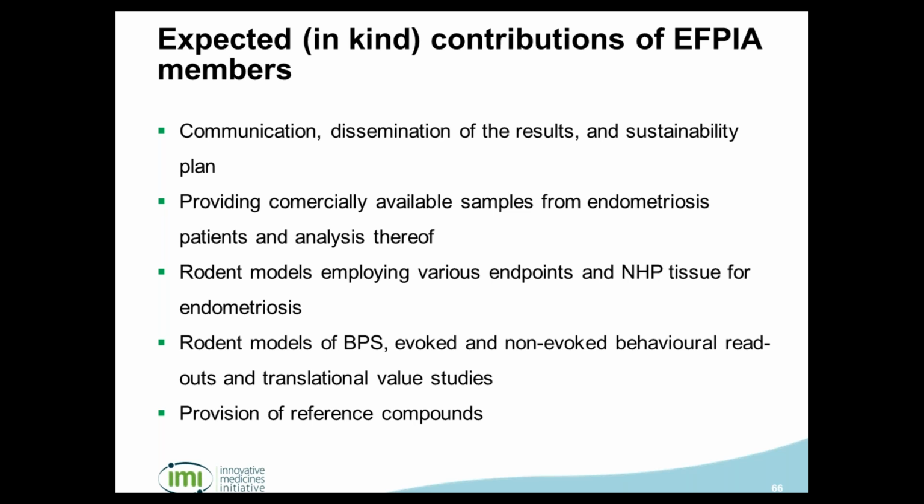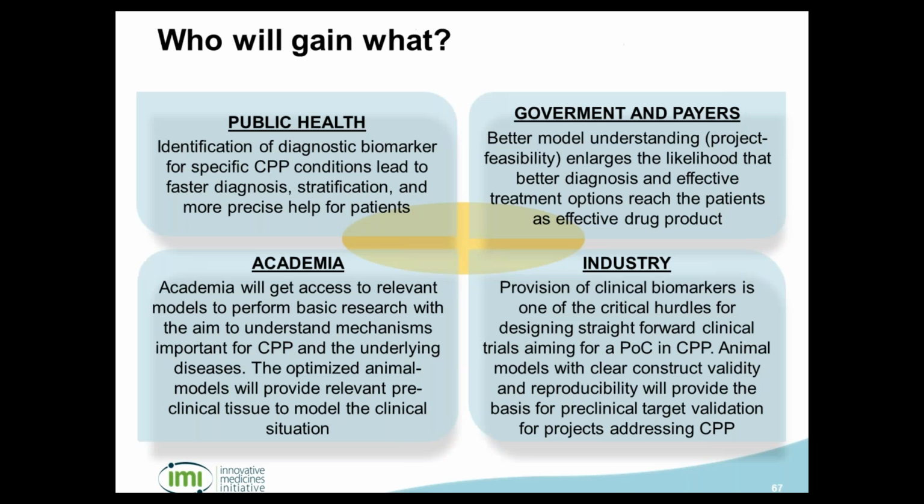From EFPIA, the in-kind contribution. Clearly, the communication and dissemination of the results. The EFPIA would provide commercially available samples from endometriosis patients and the analysis thereof. And additionally, for endometriosis, rodent models employing various endpoints. Here it would be something provided, but of course as well developed together with the partners, new options, and material from non-human primates would, in the context of endometriosis, be available as well. For BPS, here the models would be provided in the animal models for evoked and non-evoked behavior readouts and translational value studies. As a last point, very important as well for the model development is the provision of reference compounds from the EFPIA members. Next slide, please.